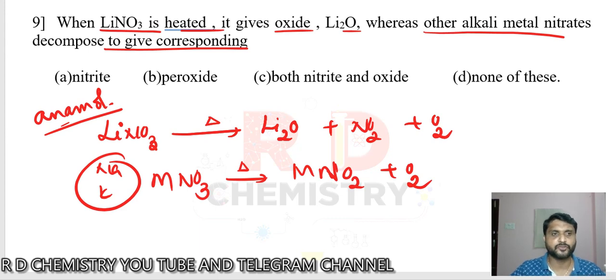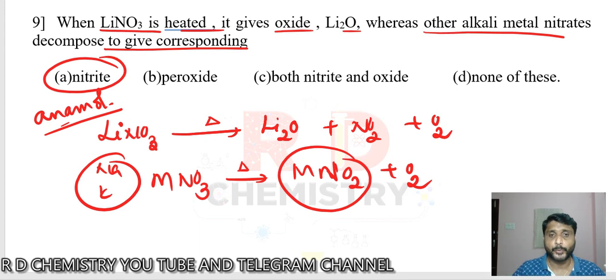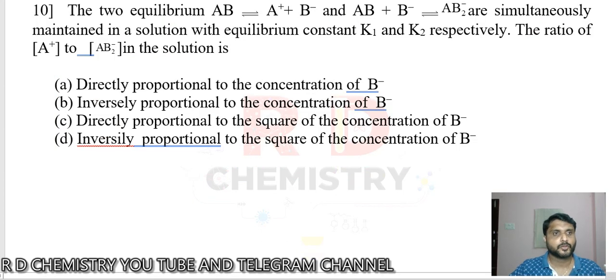Okay, therefore the answer is option A. Only lithium gives nitride. This is known as the nitride, whereas lithium nitrate gives oxide and nitrogen dioxide. So lithium oxide is possible here. Clear? Right? Question number 10.